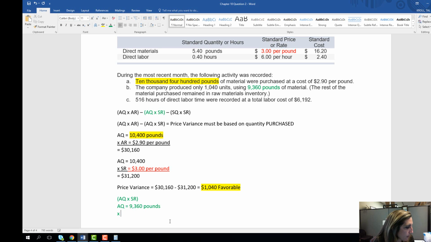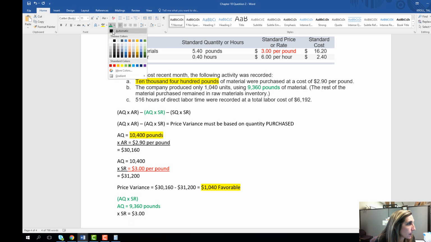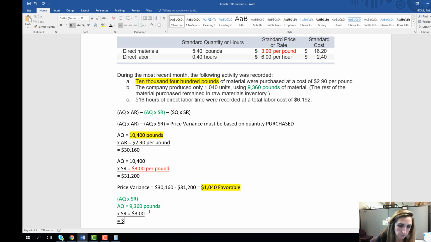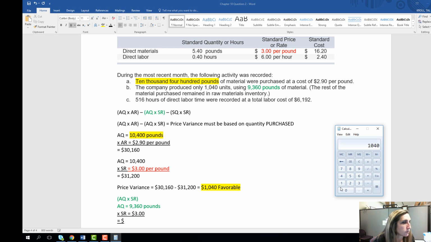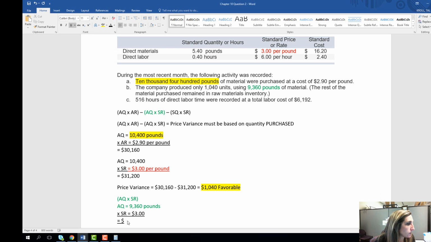So I'm still going to multiply that by $3 because that's our standard rate. It says standard rate equals $3. I'm going to do the math on that. I'm going to underline that also. This will equal $28,080, but that's okay.